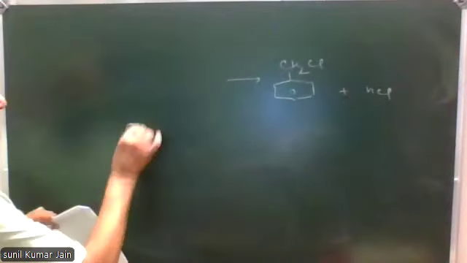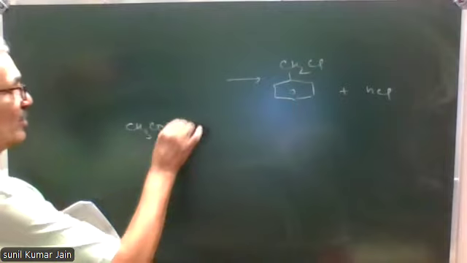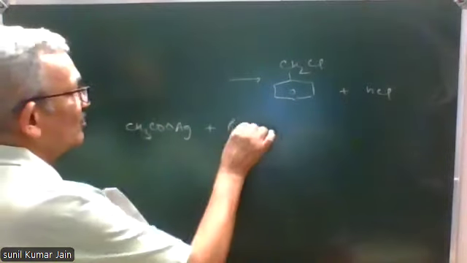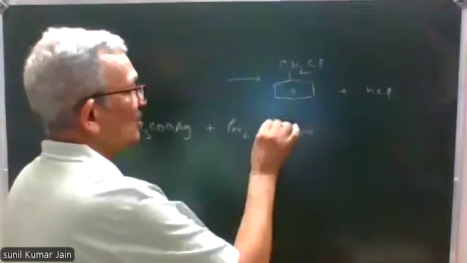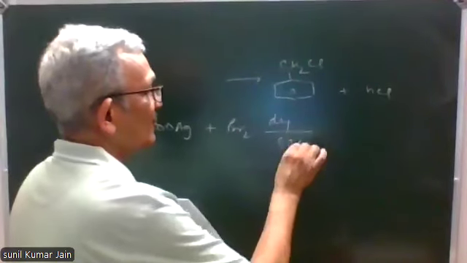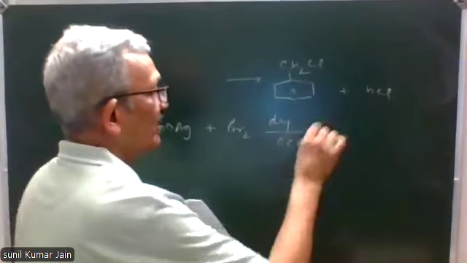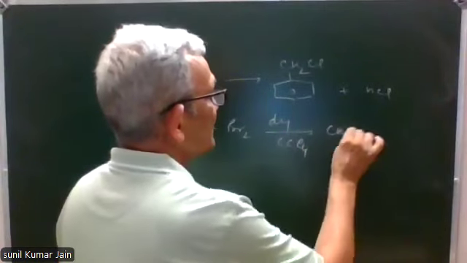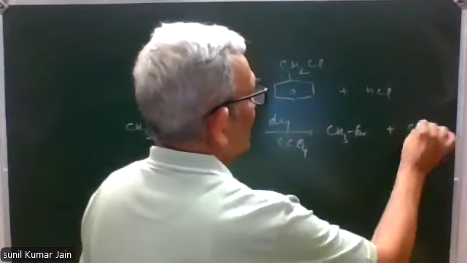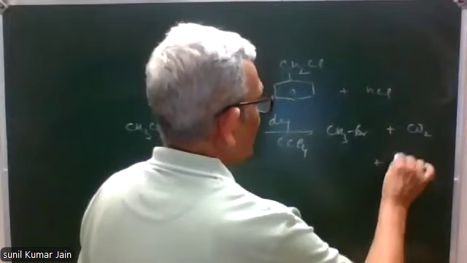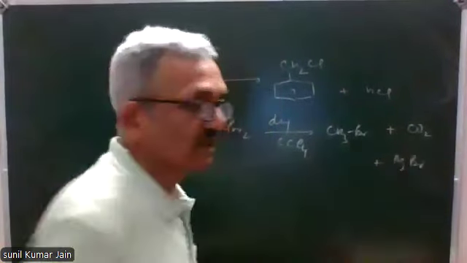Silver acetate, CH3COOAg, with bromine in the presence of CCl4. The product obtained will be CH3Br, carbon dioxide plus AgBr.